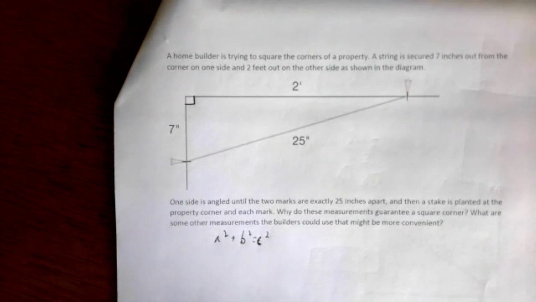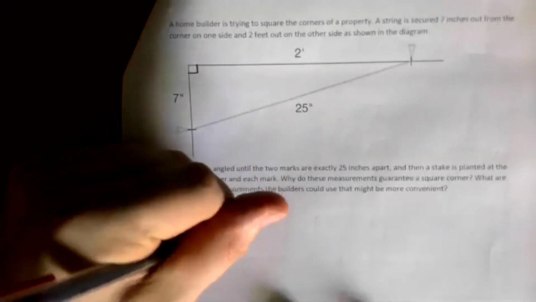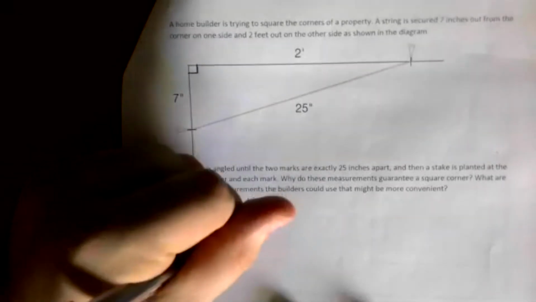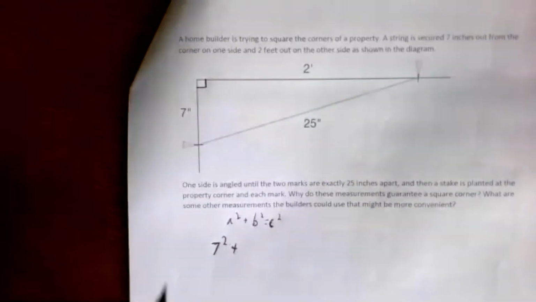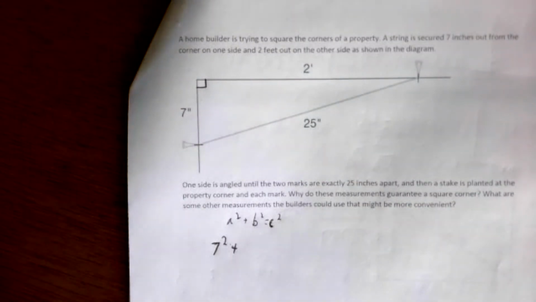So what is my a and my b in this case? 7 squared plus 2 squared. So we have 7 squared, I agree with that, but I don't agree with the 2 squared. So does anybody know why I don't agree with the 2 squared? It's 7 inches, so we deal with inches here. Well, if we deal with inches here, we have to deal with inches here. So what is 2 feet in inches?